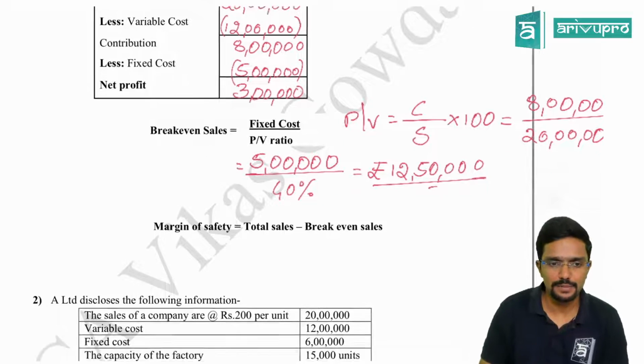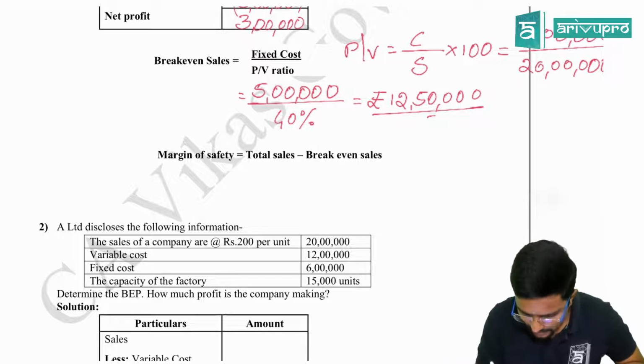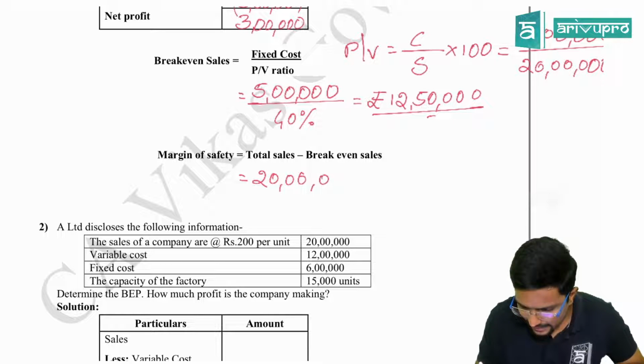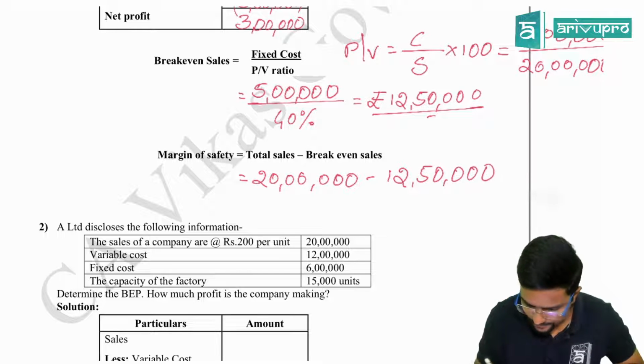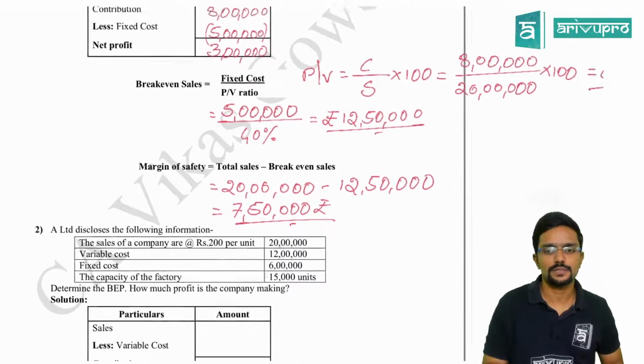So how to calculate margin of safety? Total sales minus break-even sales. My total sales is 20 lakh and break-even sales is 12 lakh 50,000. So how much is my answer? 7 lakh 50,000.